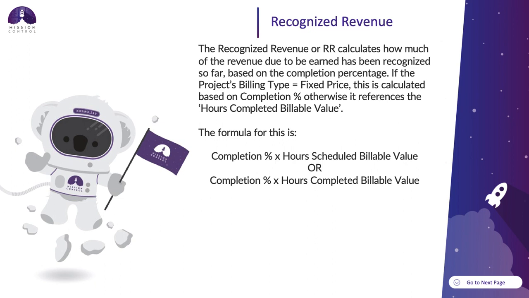Recognized revenue. The recognized revenue, or RR, calculates how much of the revenue due to be earned has been recognized so far, based on the completion percentage. If the project's billing type equals fixed price, this is calculated based on completion percentage. Otherwise, it references the hours completed billable value. The formula for this is completion percentage times hours completed billable value, or completion percentage times hours scheduled billable value.